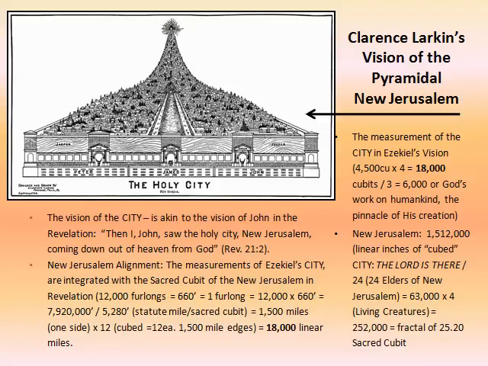The New Jerusalem alignment and the measurement of Ezekiel's city are integrated with the sacred cubit of the New Jerusalem in Revelation. 12,000 furlongs, 1 furlong equaling 660 linear feet, is equal to 12,000 times 660 feet, is equal to 7,920,000 feet, divided by a mile, that is 5,280 feet, a statute mile, based on the sacred cubit, will equal 1,500 miles on one of its sides, times 12, because it's a 12-sided cube, 12 each 1,500 mile edges, will equal 18,000 linear miles, akin to the 18,000 of Ezekiel's city.